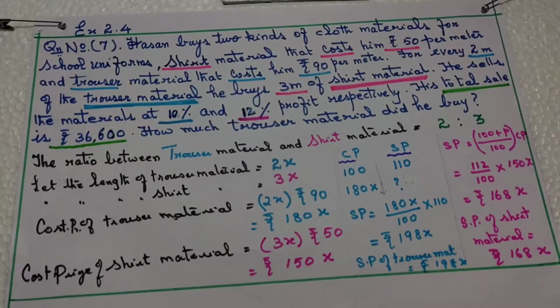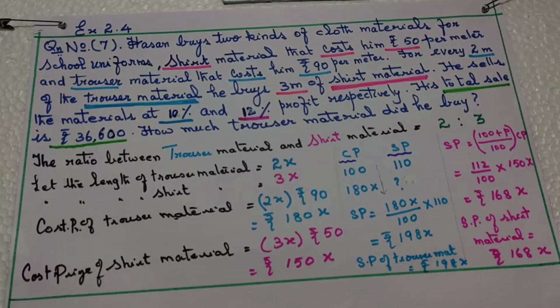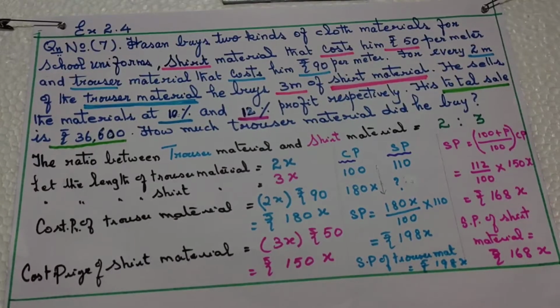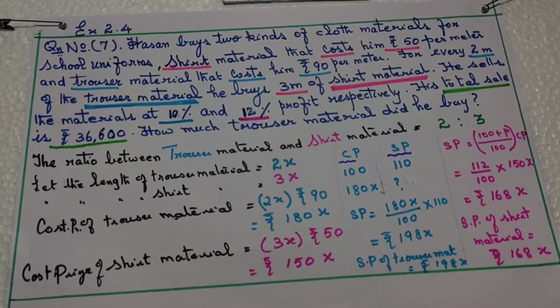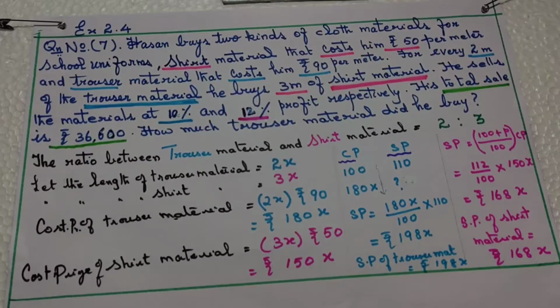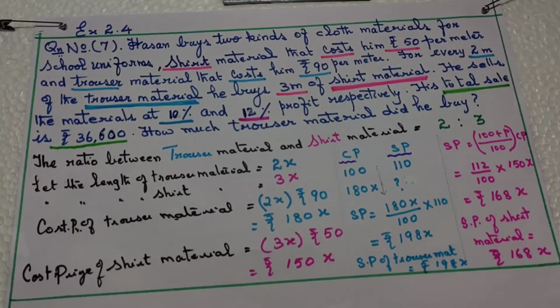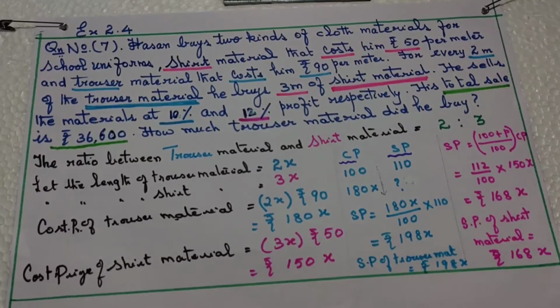Children, this problem consists of 3 concepts. 1. The ratio, 2. the profit, cost price, selling price and profit, and then 3. to solve the linear equation. Okay, let us see how all these 3 are involved here.